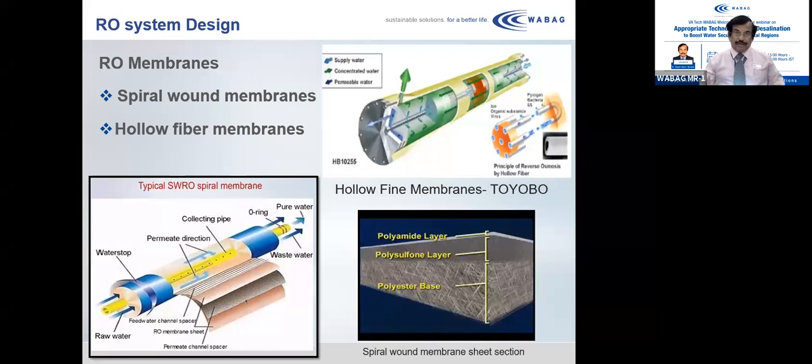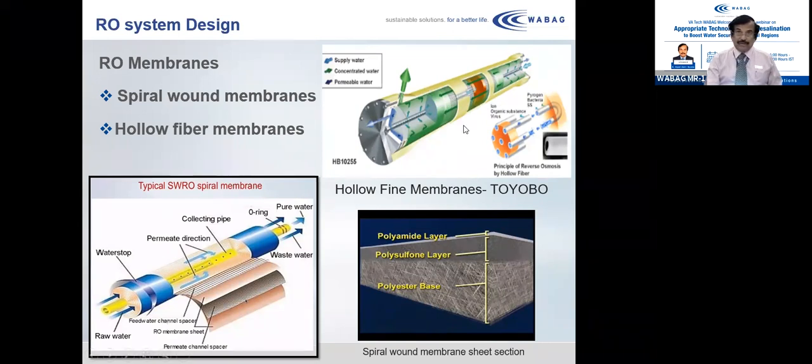There were two types of hollow fine membranes which were available. One is made by DuPont, another one is made by Toyobo. So DuPont stopped its production maybe around 10 to 12 years back, and now it's no more available as a hollow fine membrane, but now they are making spiral wound membranes. But these hollow fine membranes are made up of cellulose triacetate, and this membrane has a special advantage that they are chlorine tolerant membranes, whereas all polyamide membranes or spiral wound membranes are chlorine non-tolerant membranes.